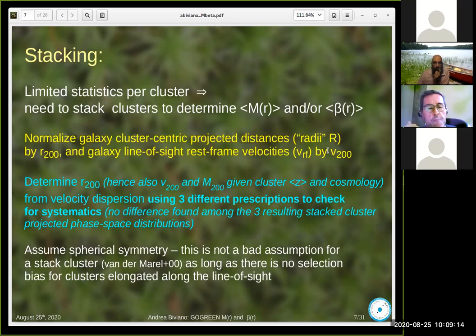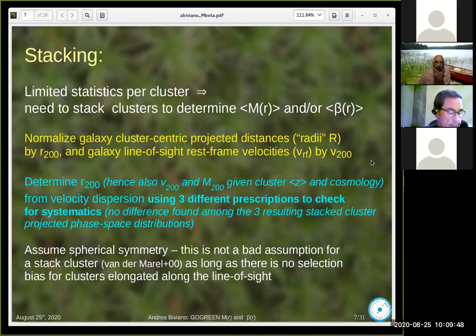So what you do by stacking, following a long tradition, is to use galaxy cluster-centric projected distances and normalize this R by the R200 of the cluster to which the galaxies belong. And symmetrically, the rest frame velocity, people have been normalizing that to the velocity dispersion, but it probably makes a bit more sense to normalize that by the circular velocity V200.